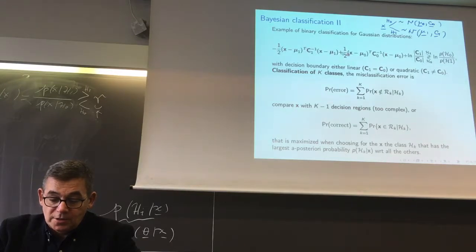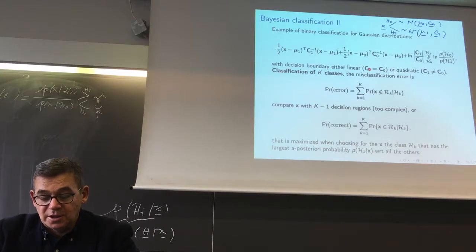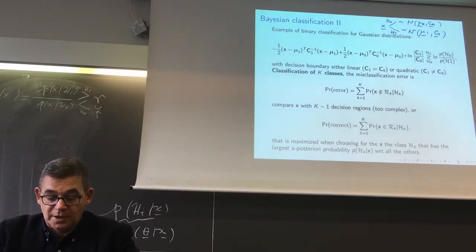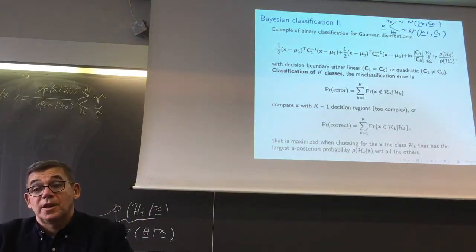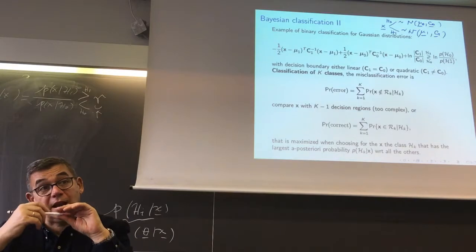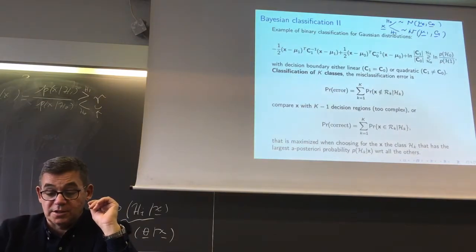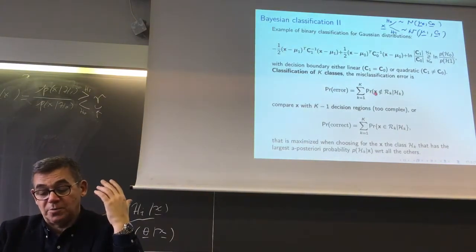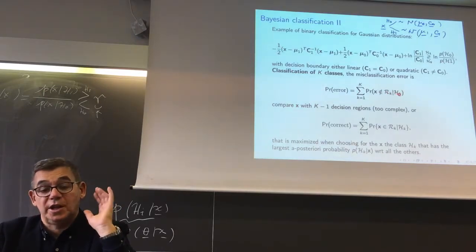Okay, now the decision boundary in this case is linear, as in the previous case, if the covariances are the same, or quadratic otherwise. If I need to decide with more than two classes, then I need to find the classification, and then I can calculate the classification error. Now the classification error is the sum over all the cases where x does not belong to the region Rk, given that it was Hk.